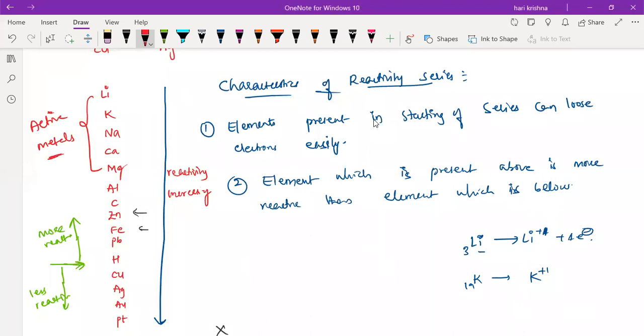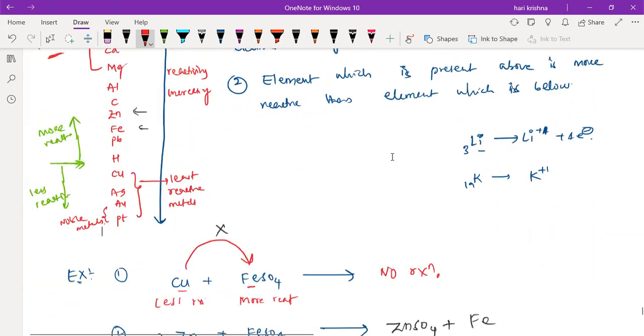These are the active metals: lithium, potassium, sodium, calcium, magnesium. This is the most active metal, and this is also active. Generally, whatever the starting elements are, those are the active ones. The last elements, like copper, are the least reactive metals. Noble metals, very good: platinum, gold, and silver. They are noble metals because they don't react much with other elements, right? Clear? Whenever the more reactive metal is there, it will go and displace the less reactive metal.